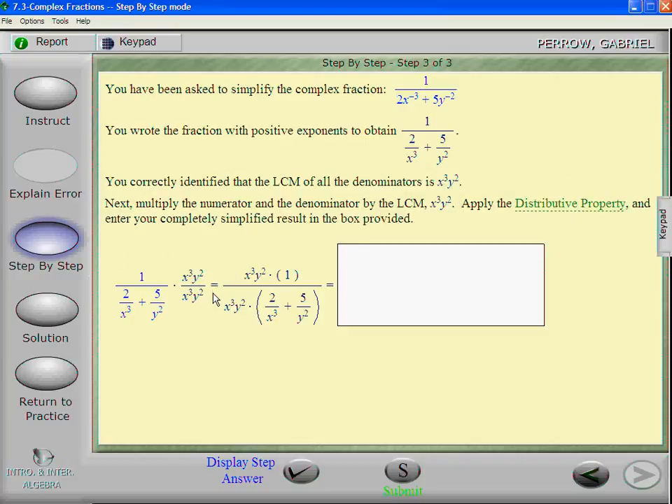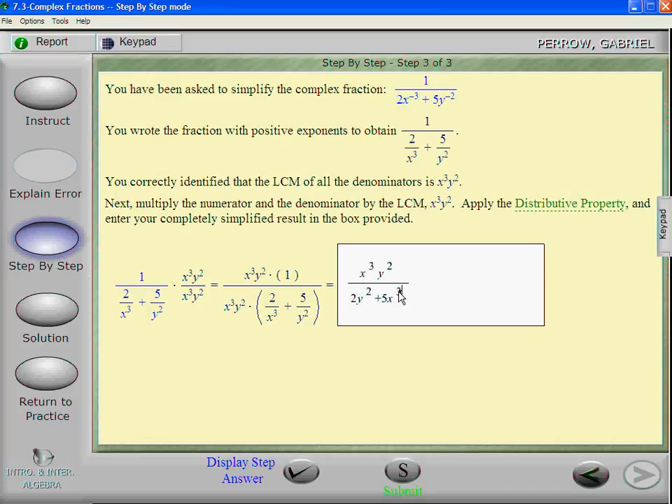And they say multiply the top and the bottom by that amount. Well, on the top it would just be 1 times that x cubed y squared. So we're good there. And down below, x cubes would reduce, so we'd end up with 2 times y squared. And in the second distribution, multiply this over, the y squareds would cancel. You'd have x to the third times 5, which is 5x to the third.